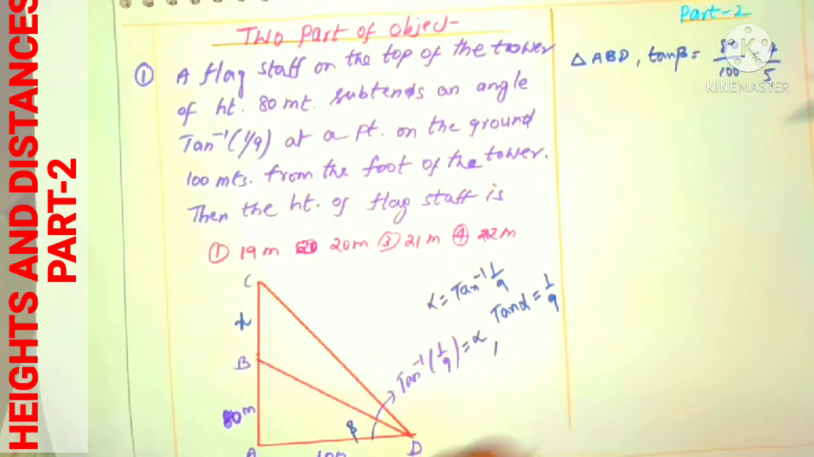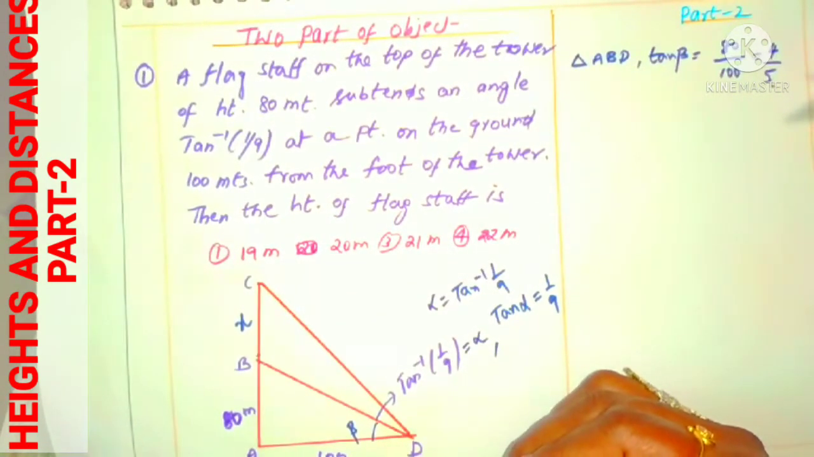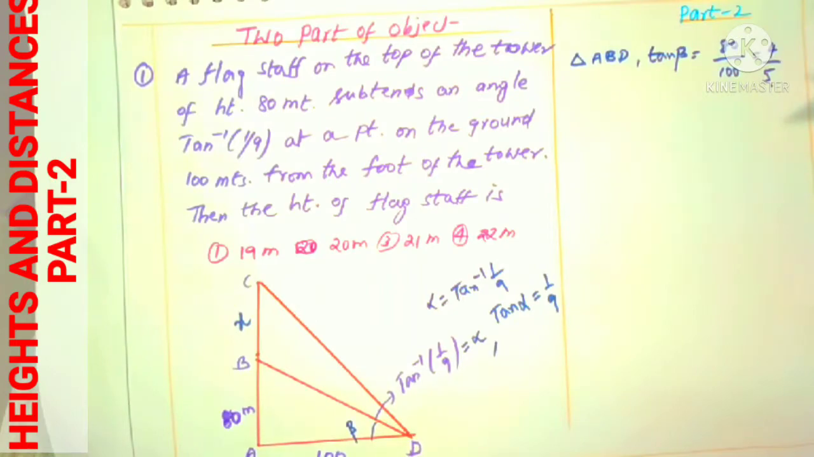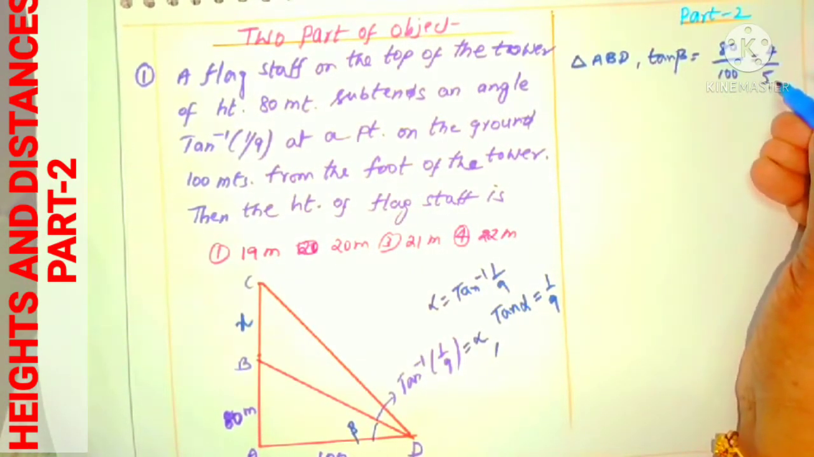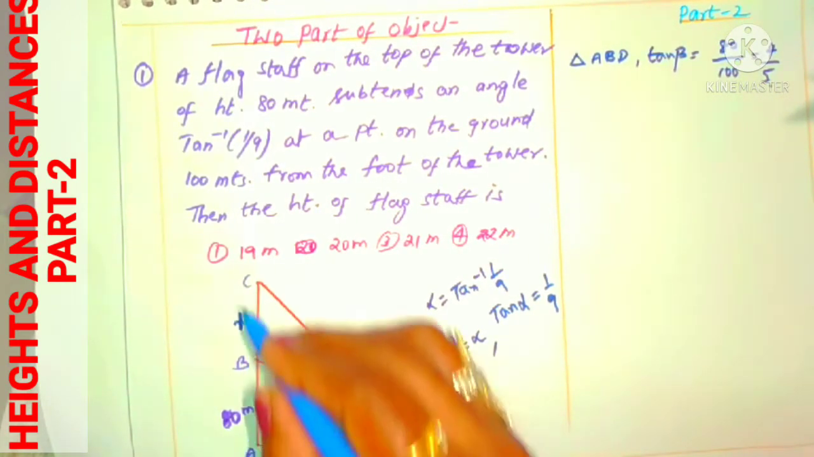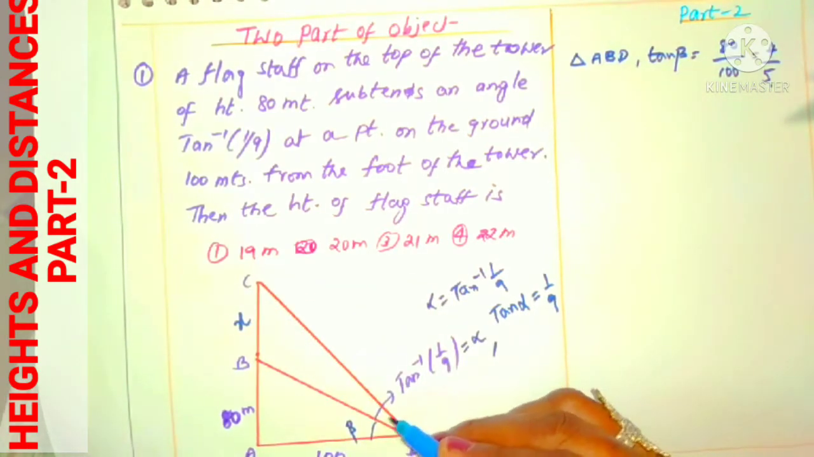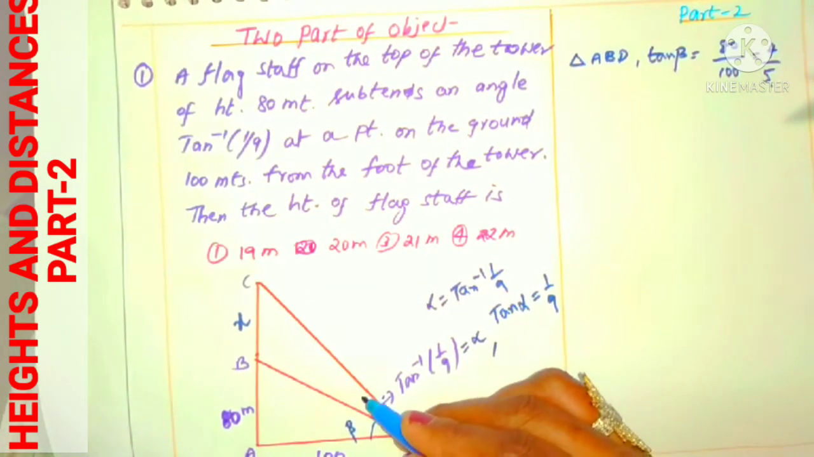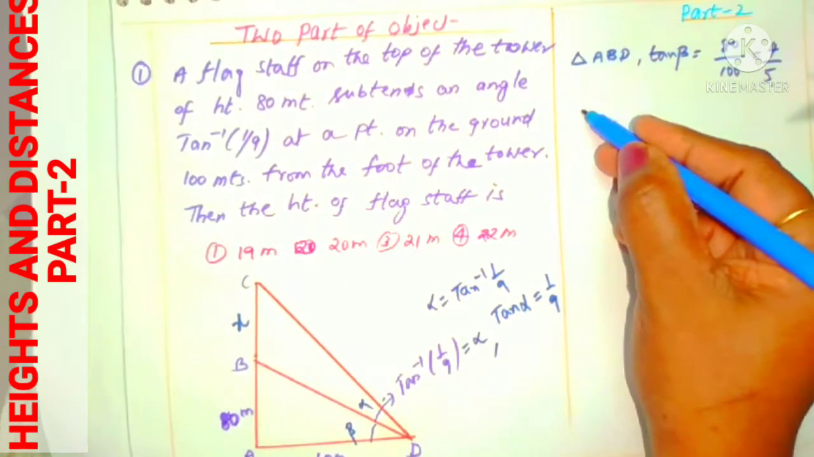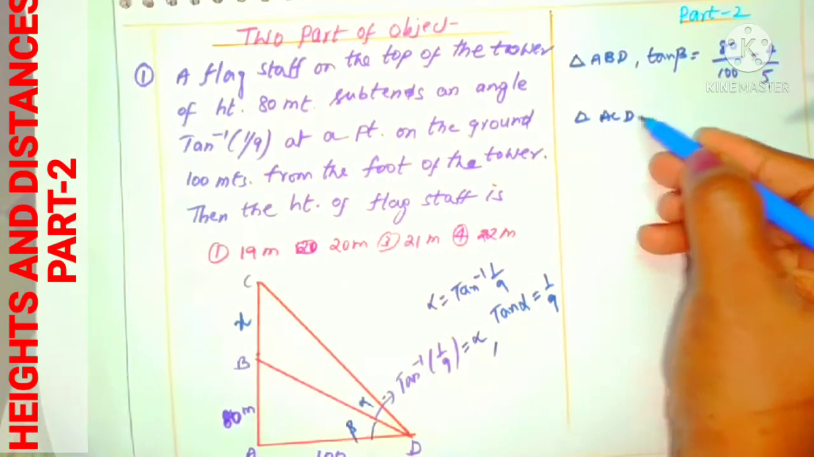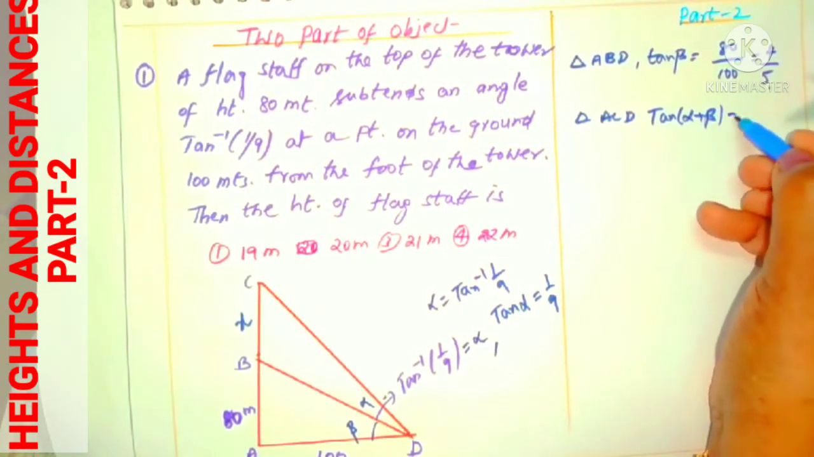Now one more triangle is there, like ACD. How to concentrate on right angle triangles? One right angle triangle ABD I used, and from that we got tan beta is 4 by 5. Now one more right angle triangle ACD we can concentrate on. From this ACD, what is the angle here? This is alpha, this is beta. Total angle is alpha plus beta. So from triangle ACD we can consider tan of alpha plus beta.